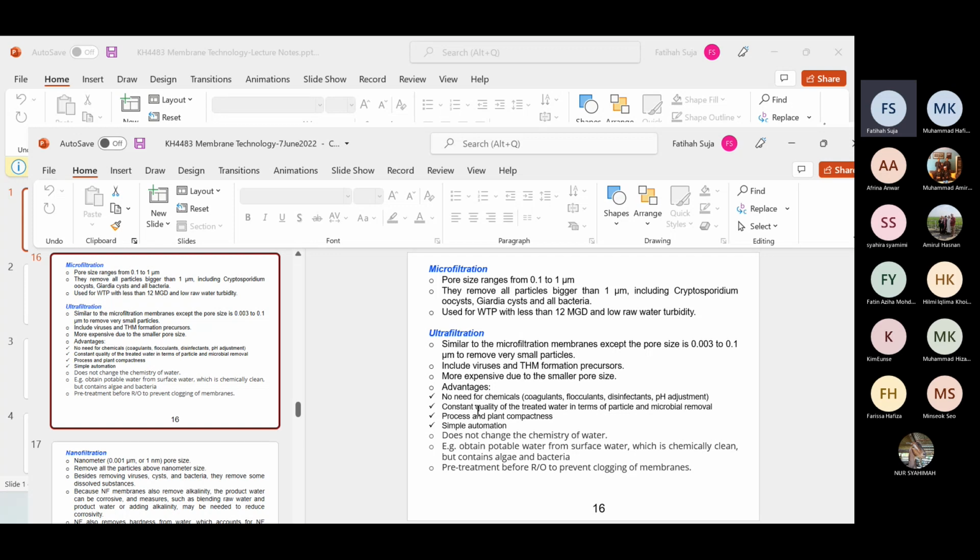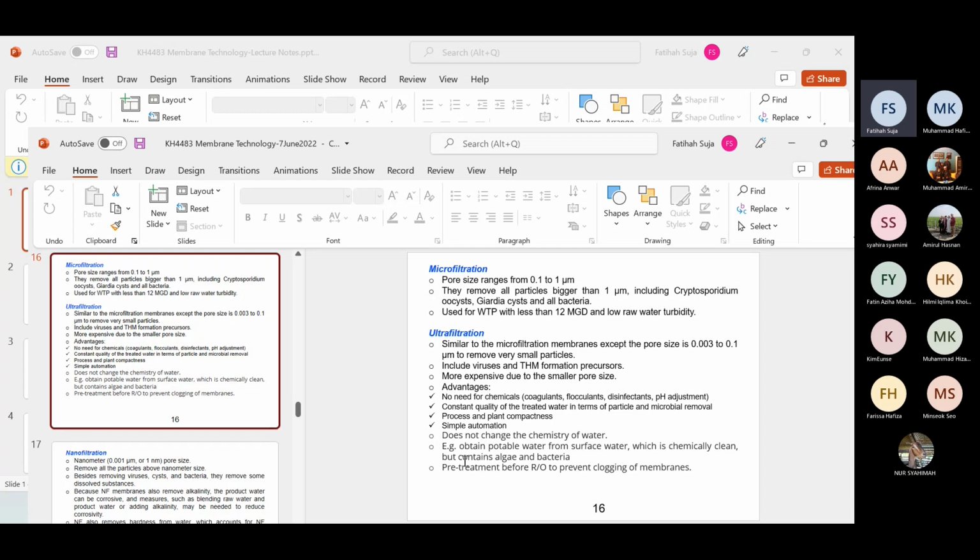You see the advantages of ultrafiltration: no need for chemicals, meaning that you don't need coagulants, flocculants, or disinfectant. So there is constant quality of the treated water in terms of particles and microorganisms, process and plant compactness, and simple automation. But since this is a physical process, it will not change the chemistry of water.